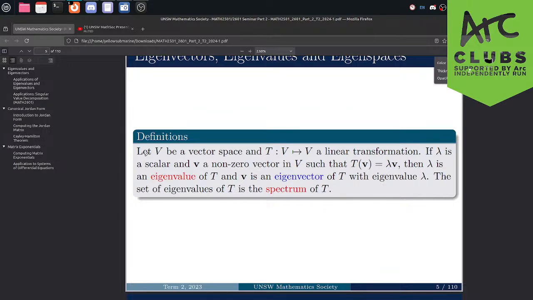Let's say we have a vector space. Let's start with the definition of an eigenvalue and an eigenvector. Basically, when you apply your linear map T onto a vector V and you get a scalar multiple of that vector, then we say lambda is an eigenvalue, and V is an eigenvector, specifically the eigenvector of that eigenvalue lambda. Not all eigenvalues are attainable. The set of eigenvalues which are attainable is called the spectrum.